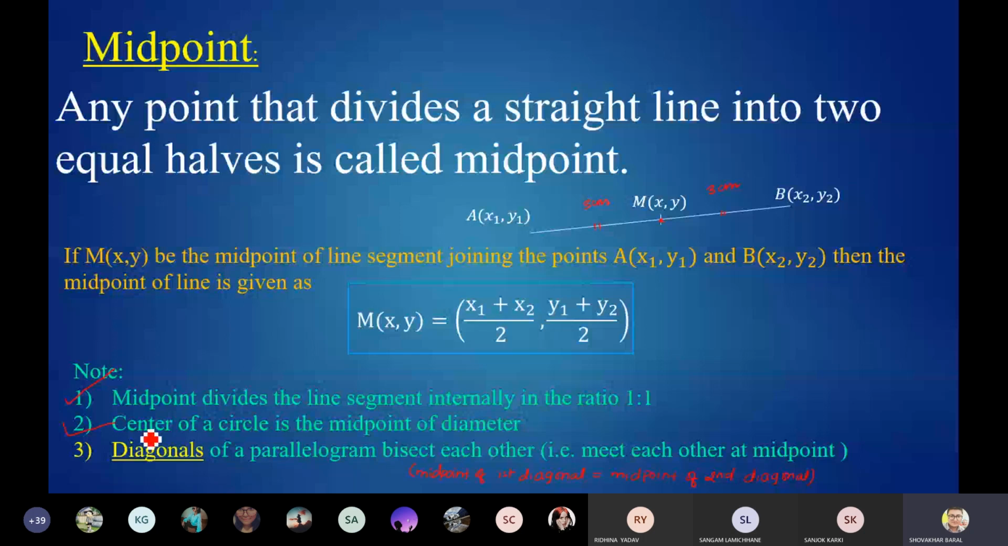So again, the second note was the center of a circle is the midpoint of the diameter. We will face such problems later. You need to know that the center of a circle is the midpoint of the diameter. Diameter को exact half मा circle को center हुन्छ. I displayed the figure also yesterday. Please go through that. Diagonals of a parallelogram bisect each other.